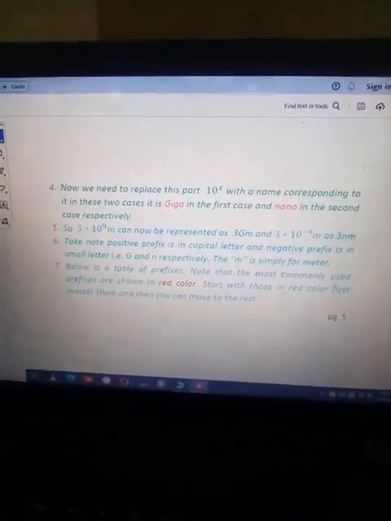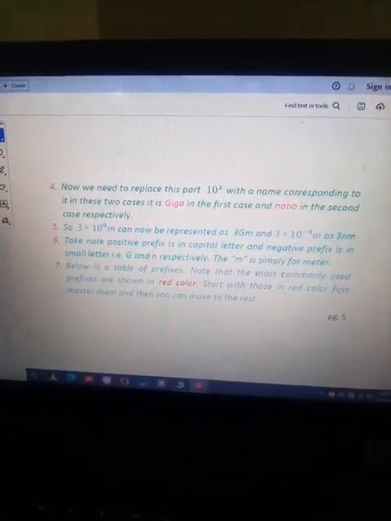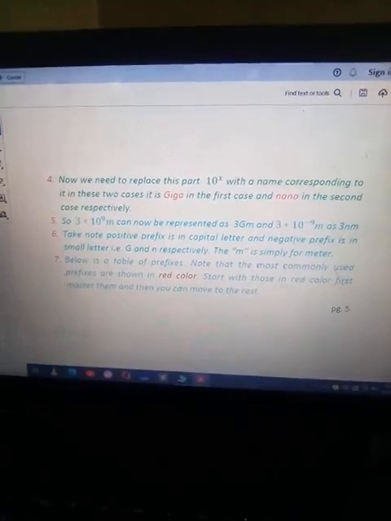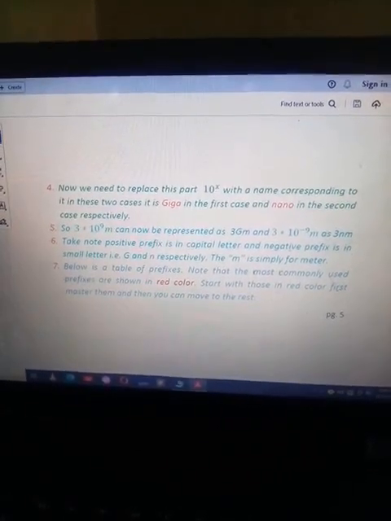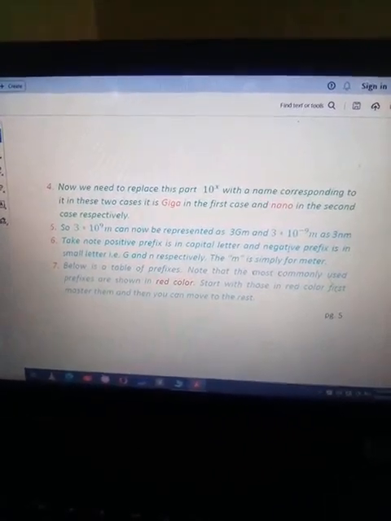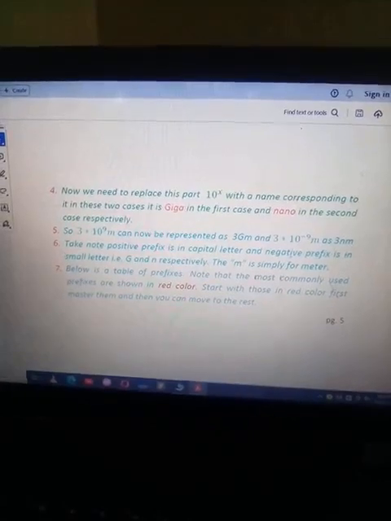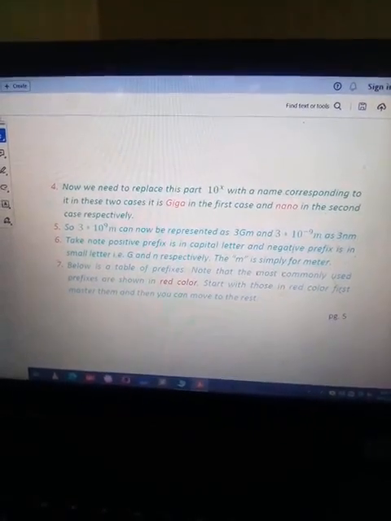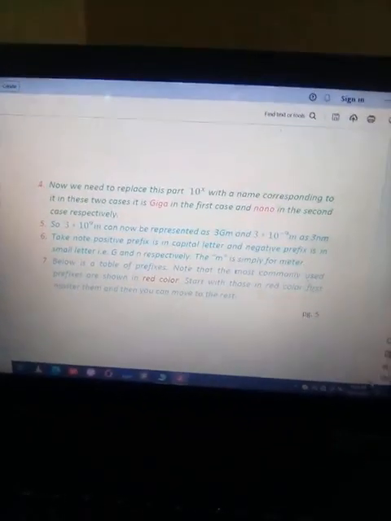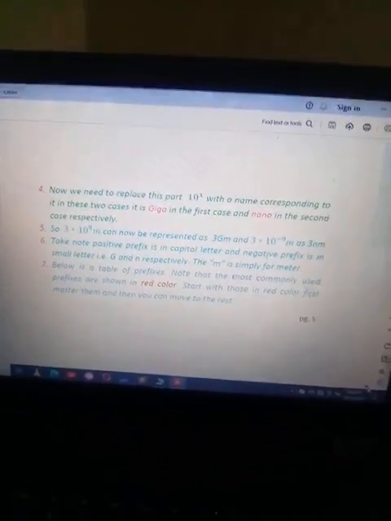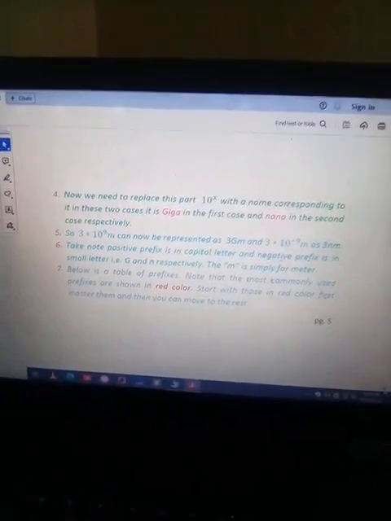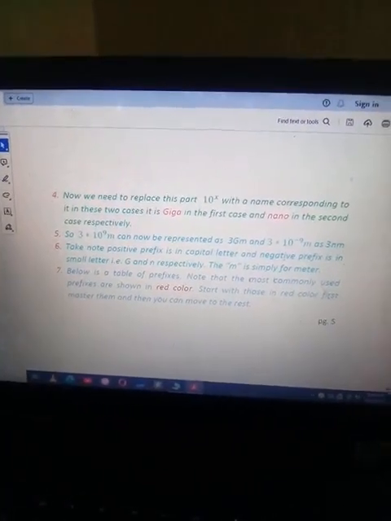So 3 times 10 to the power 9 meters can now be presented as 3 gigameters, and 3 times 10 to the power negative 9 meters as 3 nanometers. Take note, positive prefix is in capital letter and negative prefix is in small letter. That is G for giga and n for nano, respectively, and the m there is simply for meter. This first part of physics, you need to understand it, because this is where most of what will come after lies.